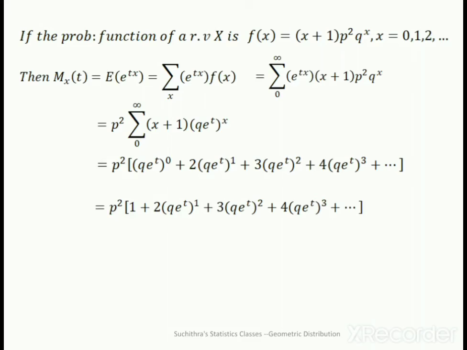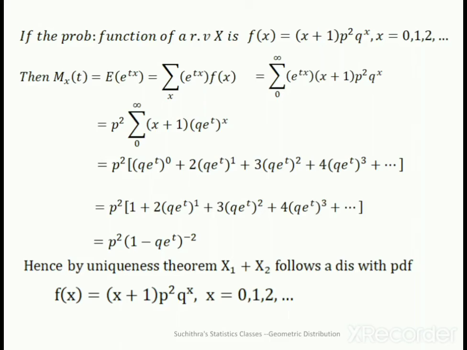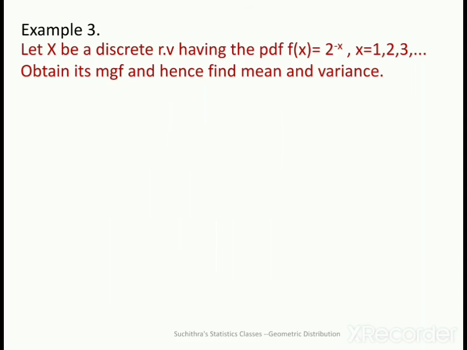That is p square into [1 plus 2 q e raised to t plus 3 (q e raised to t) all square plus 4 (q e raised to t) all cube plus etc.] That is p square into (1 minus q e raised to t) raised to minus 2. Hence, by the uniqueness theorem, x1 plus x2 follows a distribution with the probability density function f of x equal to (x plus 1) p square q raised to x for the values of x varies from 0 to infinity. Then let us think about the example 3.